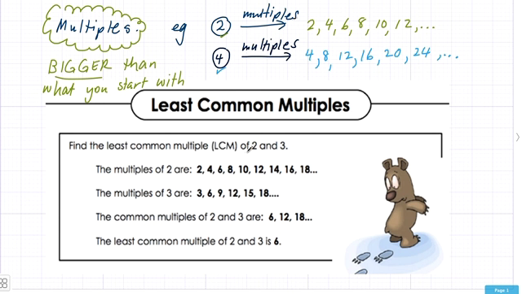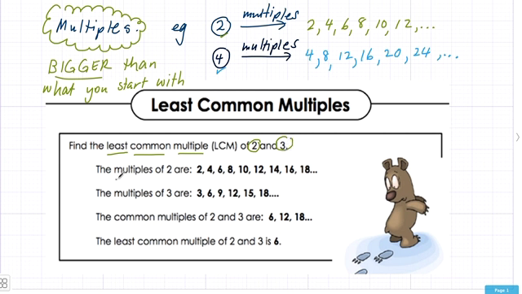Okay, so if we were looking at what's called the least common multiple or lowest common multiple, this is on the worksheet that you'll have. So basically we're looking at finding the multiples of two numbers. In this case, the multiples of 2 and 3. You can see that we've got lists here which have all the multiples of 2, all the multiples of 3. We're asked to find the lowest common multiple of 2 and 3.